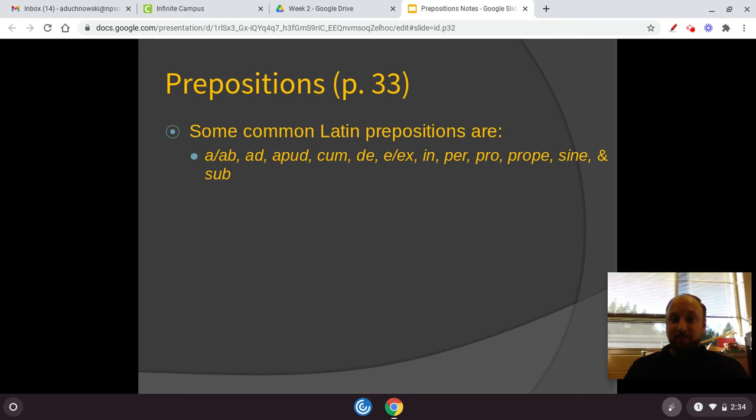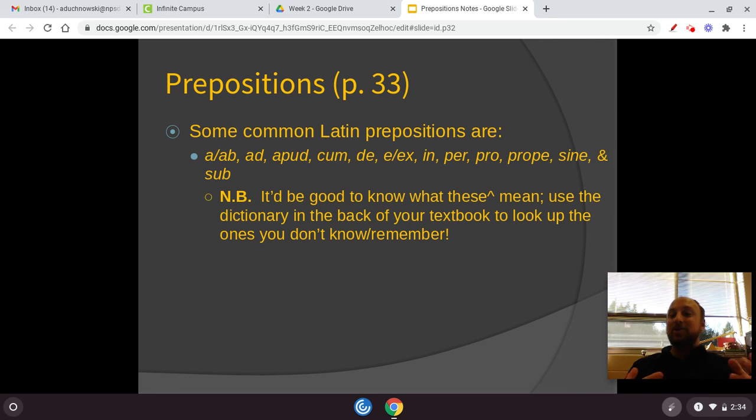Prope, for example. Now, there are some of them that we're seeing just now recently. Apud is something we see in this stage 14, and some other ones maybe you don't know exactly. But as I say here, it's good to know what these mean. It'll help you with your translations to be able to recognize these and define them very quickly. And so for our exercises here and for the foreseeable future, use the dictionary in the back of your textbook to look up the words that you need to know.